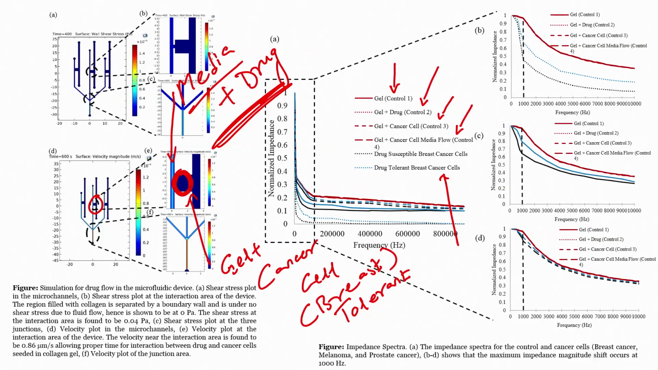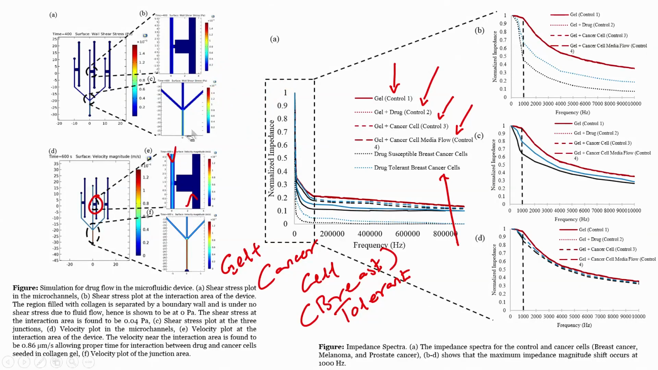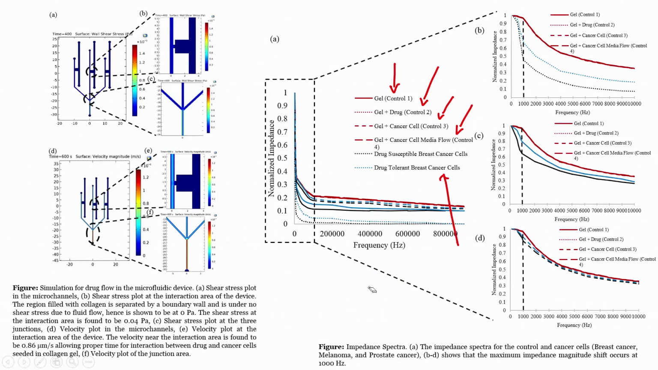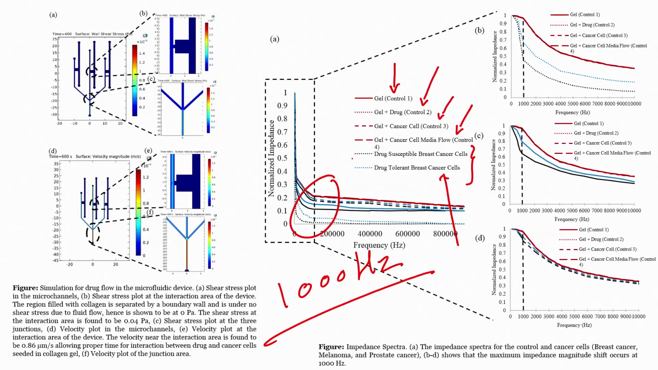So, when we perform this experiment, what we found is that at 1000 hertz, we could see maximum difference between control and cancer cells, between control and actual experiment, that is our drug susceptible breast cancer cells when we flow the drug, and tolerant breast cancer cells when again we flow the drug. So, if you magnify this, we can clearly see that there is a difference between all, here 4 controls, right, these are 4 controls.